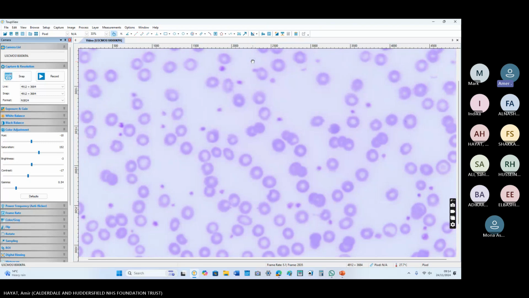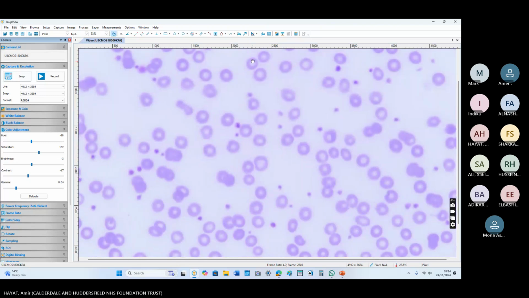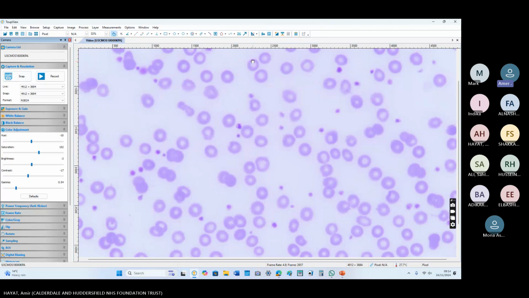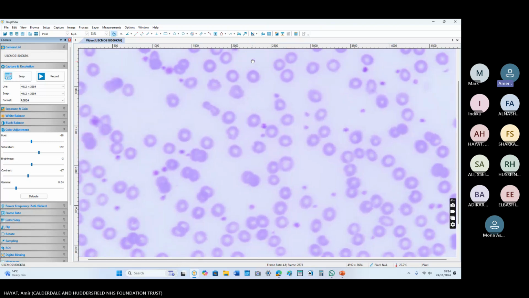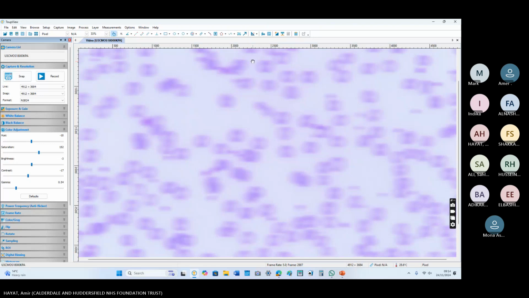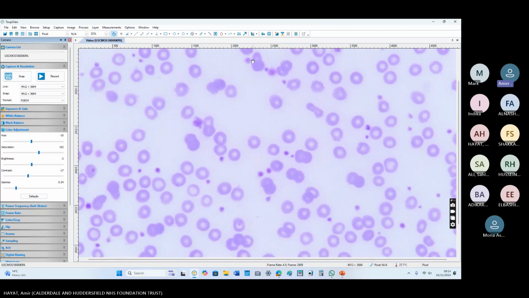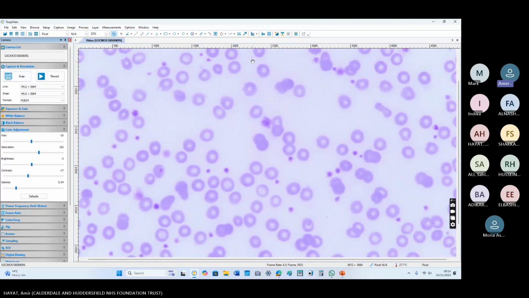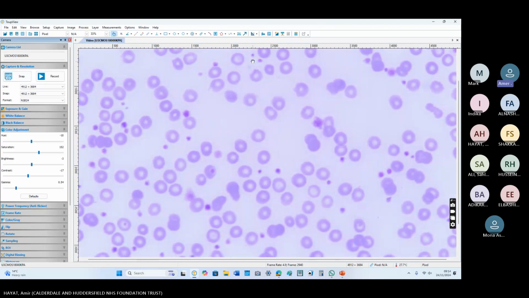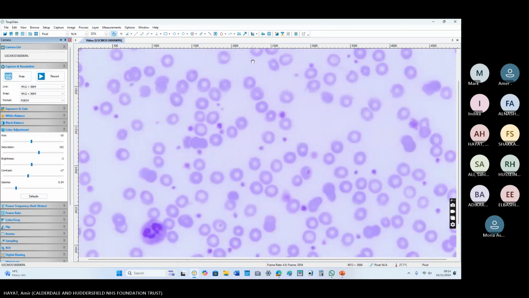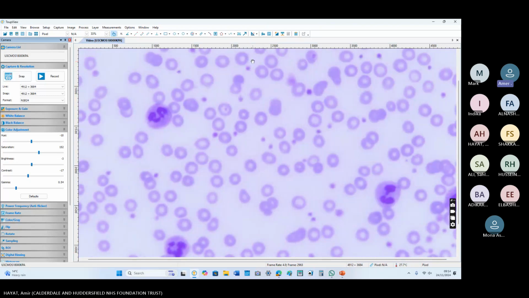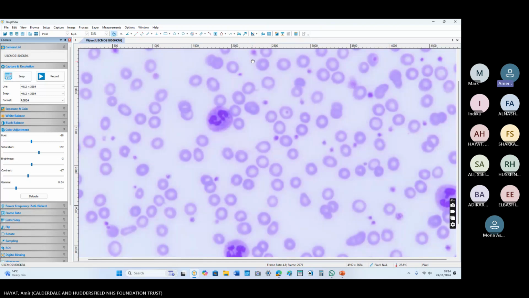So in DIC, you do see fragments. The platelet count will be high because of the infection as a reactive response. The white cell count will be high, but it will be mostly either neutrophils or band forms. Sometimes myelocytes do appear, but not always. And you need to check the coagulation profile as well to see whether it is DIC or not.